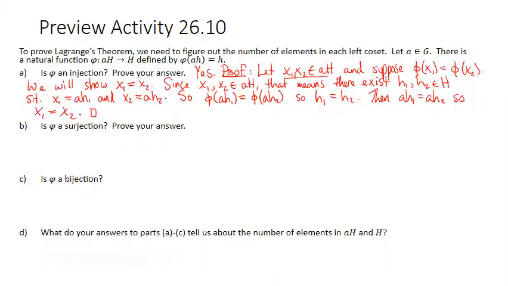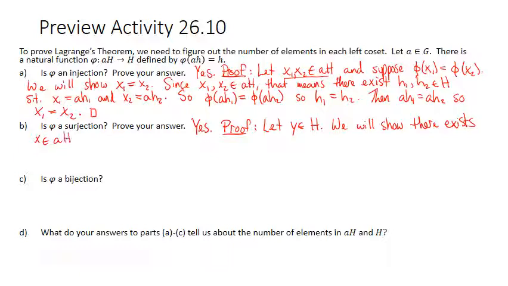So part B is phi a surjection. This is usually a little trickier to prove because it involves some scratch work, but I think in this case it's actually going to be pretty easy. So this is a yes. So for our proof here, the way I always do these is I just say let y be an element of the codomain. So here the codomain is H. And then what we need to do is we will show there exists some x in the domain. So in this case the domain is AH, such that phi of x equals y.